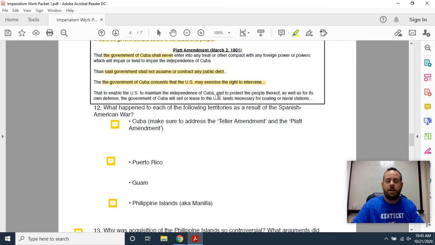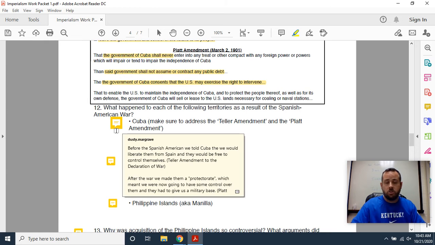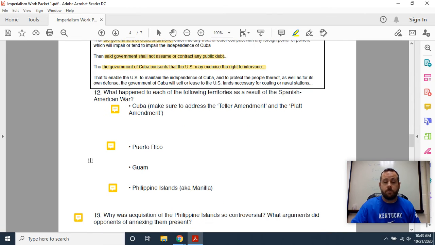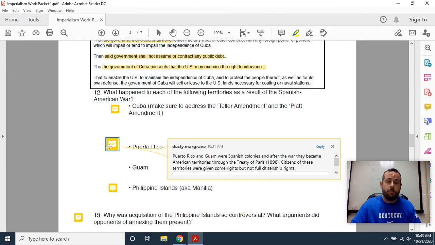You guys probably know and have heard some of the controversies around Guantanamo Bay. But Guantanamo Bay is a military base, a U.S. military base on the island of Cuba that we will have control of for the 20th century and beyond. And we'll cover more with that later. Okay, so that's the story of Cuba. We do liberate Cuba from Spain, but we essentially make them a U.S. protectorate. What about Puerto Rico and Guam?